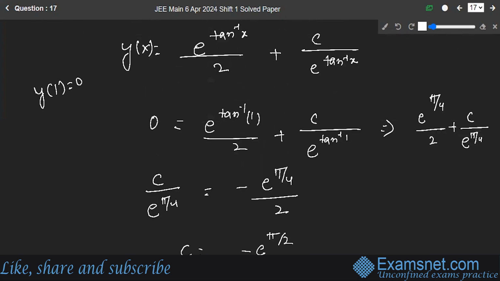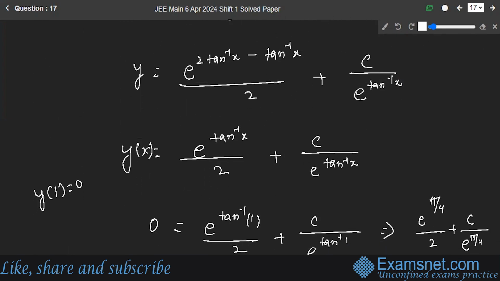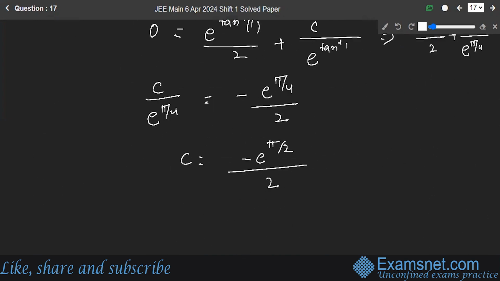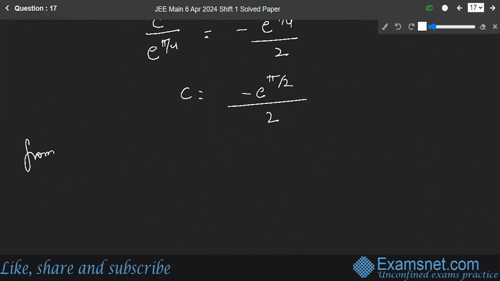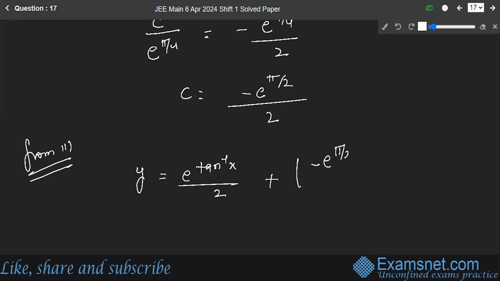Now what will your equation become? Here was your equation. From 2, your equation will be, let's fill in the value of c. You will have y is equal to e raised to power tangent inverse x upon 2 plus c, that is minus e power pi by 2 upon 2 into this.